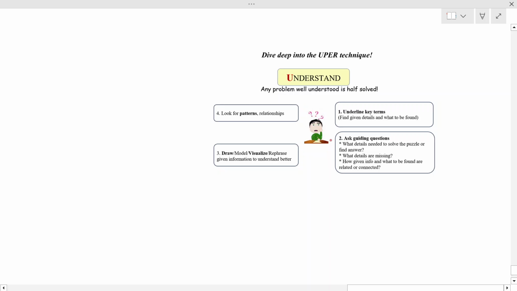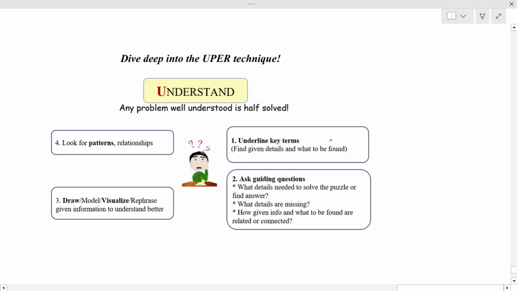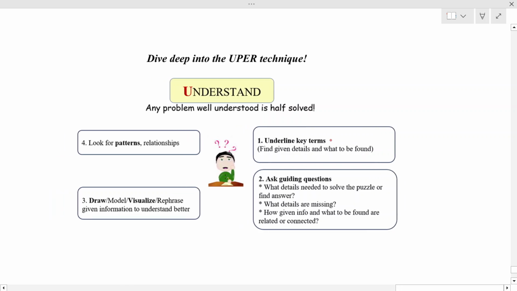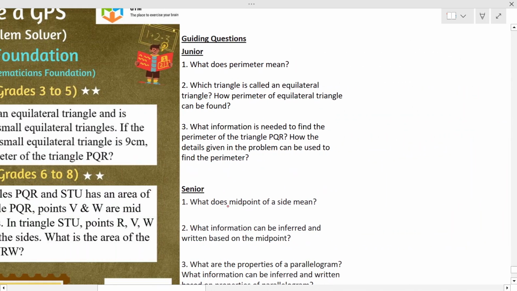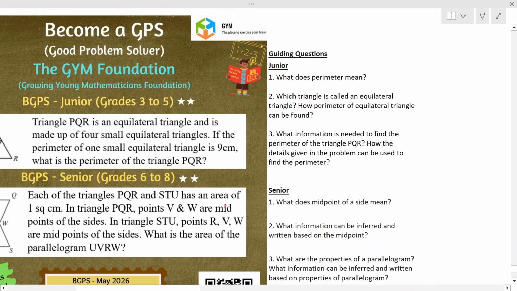Understanding a problem is half solved. So to understand a problem, children can follow some basic steps like underlining the key terms to identify what is the given information and what is the question that has to be found out, and asking guiding questions to figure out how the given information can be used to get the solution. They can also visualize and rephrase in order to find the patterns and the relationships between the given information. These are some of the techniques that you can apply to work on a problem systematically, and we'll see how these can be applied in the given geometry problem.